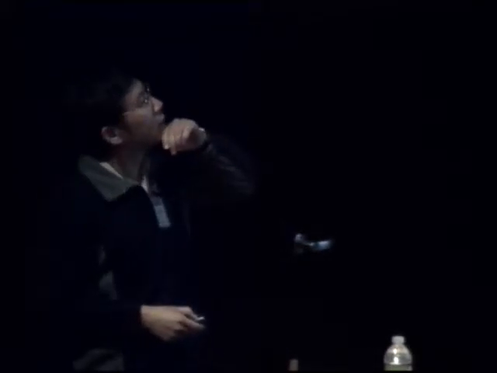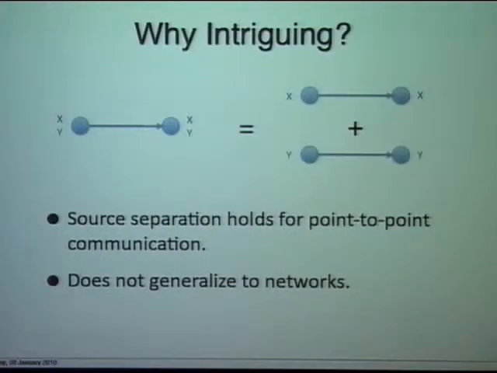Now, the thing is that we have seen that for point-to-point communication, source separation holds asymptotically. However, the intriguing thing is that this does not generalize to networks. Okay, that's the first message I would like to get across.